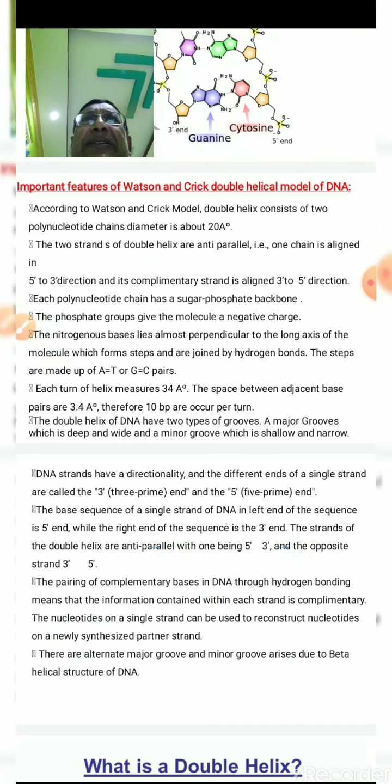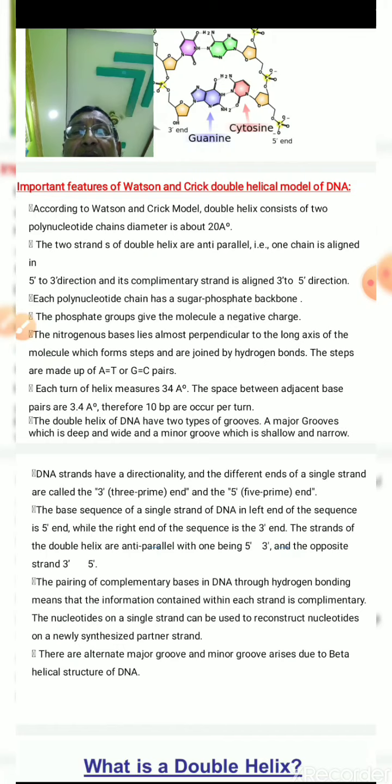Each turn of the helix is 34 angstroms. The space between adjacent base pairs is 3.4 angstroms. Therefore, 10 base pairs are found per turn, that is, in 34 angstroms. The double helix of DNA has two types of grooves. One is known as the major or deep groove, which is wide, and the minor groove, which is shallow and narrow. In the next structure it will be clear what the minor and major grooves are.